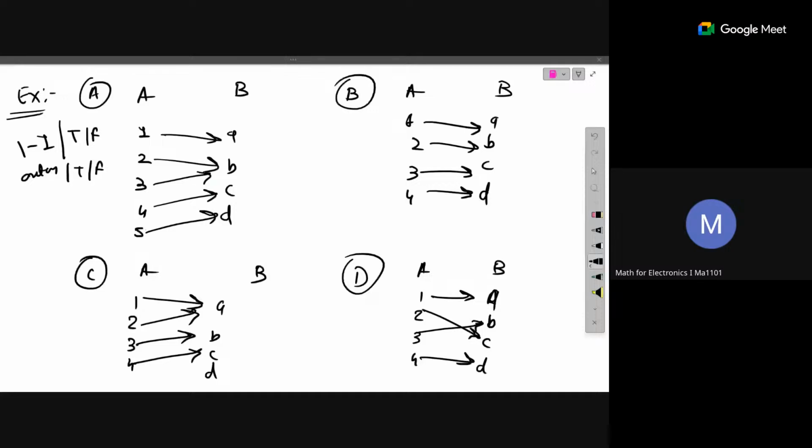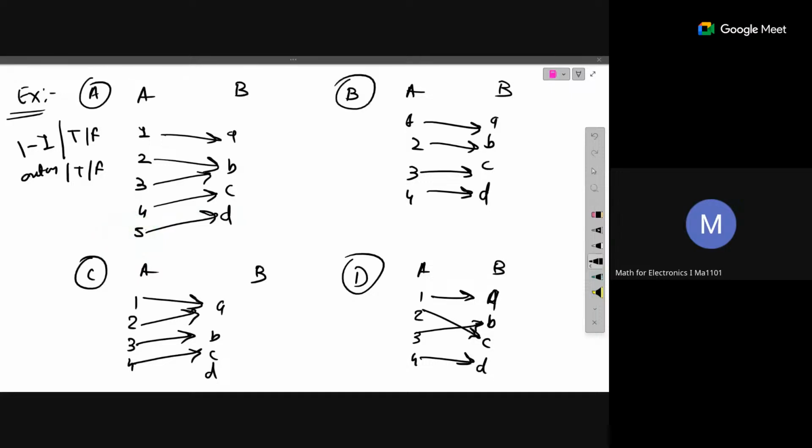What about onto? Is it an onto or surjective function? Yes, correct, because for every element we have a pre-image. Element A has pre-image 1. Element B actually has two pre-images, 2 and 3. C also has a pre-image 4, and D also has a pre-image 5. So yes, it is an onto function.